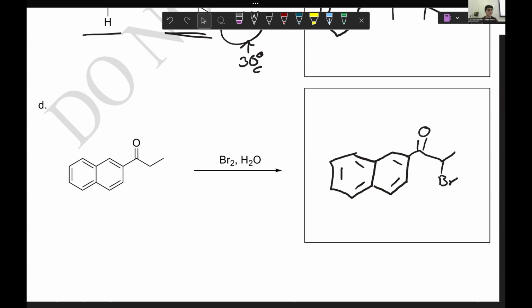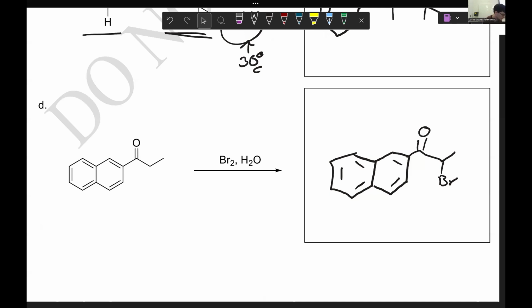And then the Br will come in. I might have to draw it out, but the double bond will then attack the Br2, and then a lone pair from the oxygen comes back down, and then you deprotonate. Yeah, exactly. So I'll draw it out a little bit.